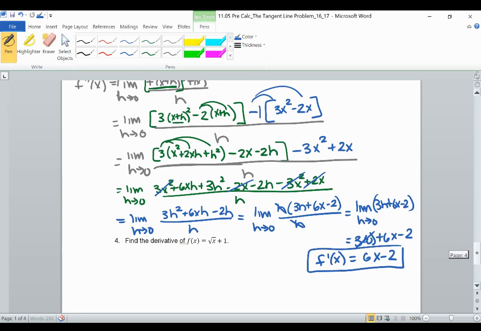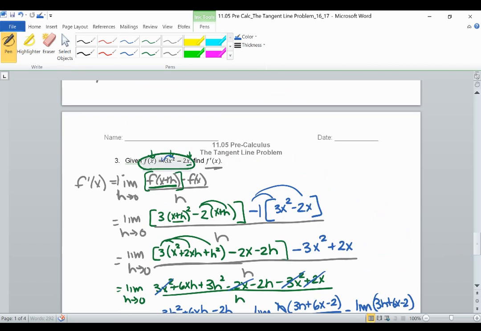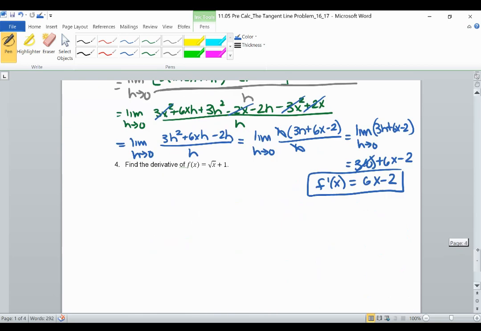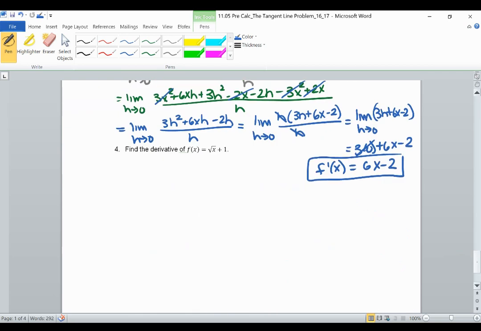So again, to double check that, I would swoop this to the front. 2 times 3 is 6. Subtract 1 minus 2. Looks good. All right, and our last one, a little bit different. I threw in a radical here. So find the derivative.